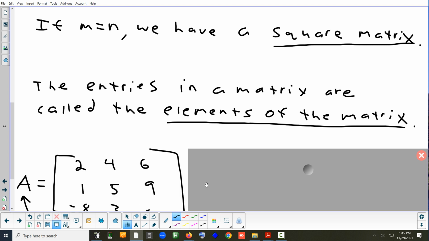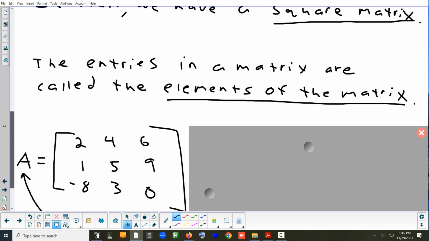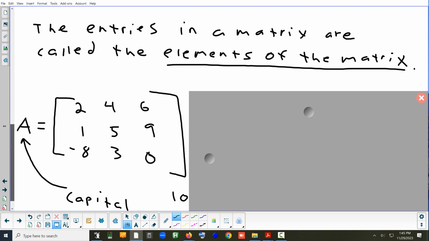So the notation that you generally use to name a matrix is a capital letter. What would be the dimensions of this matrix? Yeah? 3 by 3. Yep, that's a 3 by 3 matrix. And because it has the same number of rows and columns, it makes it a square matrix.